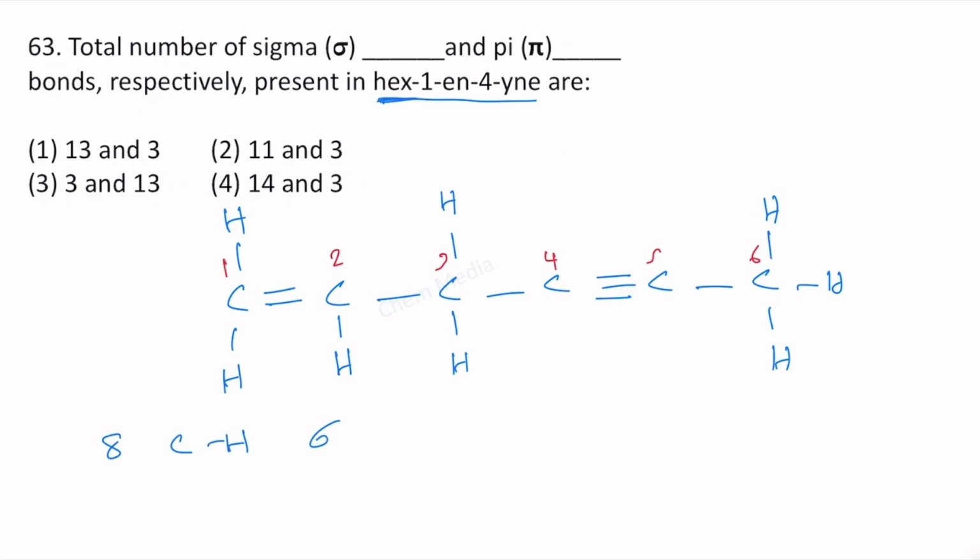They are all sigma, and it is a 6 carbon open chain. Therefore, it must have 5 carbon-carbon single bonds. They are sigma. Therefore, the total number of sigma bonds are 13. And then we have 1 pi bond here, and we have a triple bond here that will have 2 pi bonds. Therefore, we should have 3 pi bonds. Therefore, 13 and 3. Option 1 is correct.